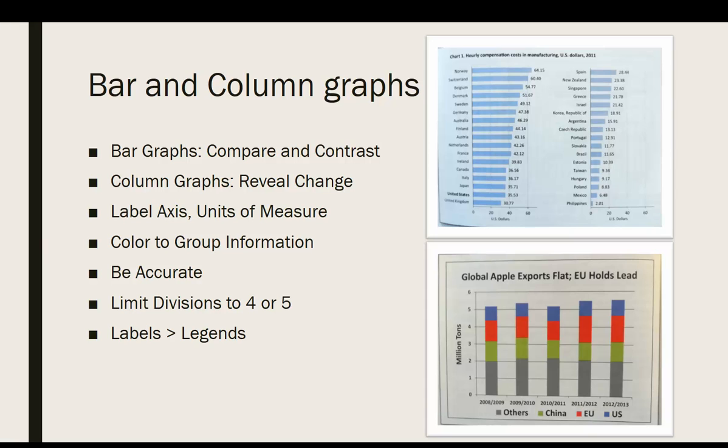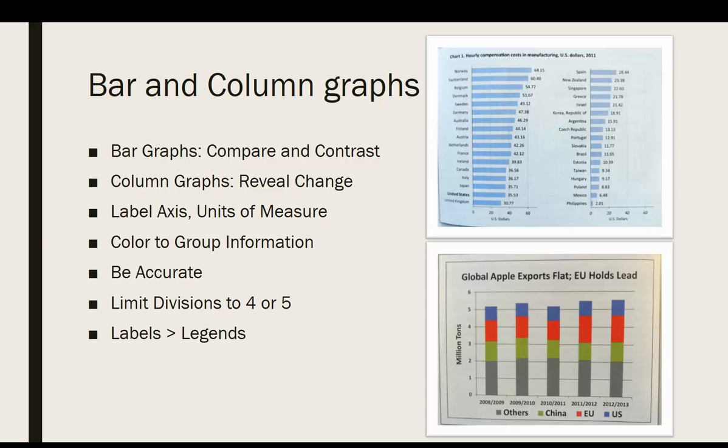The bottom one shows change over time from 2008 to 2013 in terms of global exports. And then you see a relationship between the US, the European Union, and China and others. So it allows you to see very quickly that the EU, for instance, has experienced some increase in exports, whereas the other countries are fairly stable. And you can visually see that without really having to dig too much into the different points.